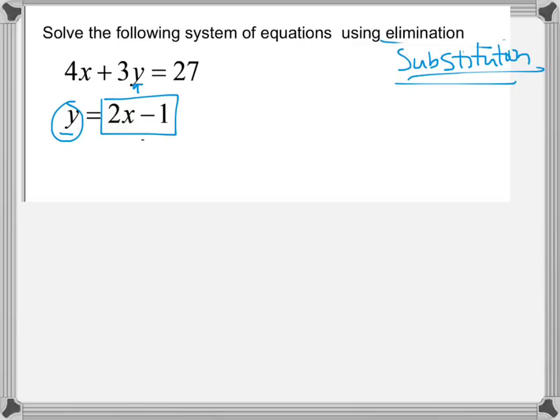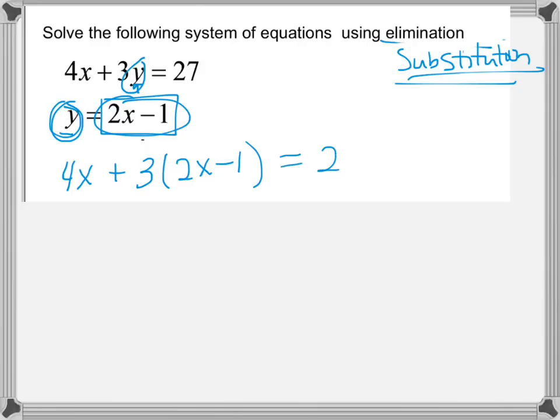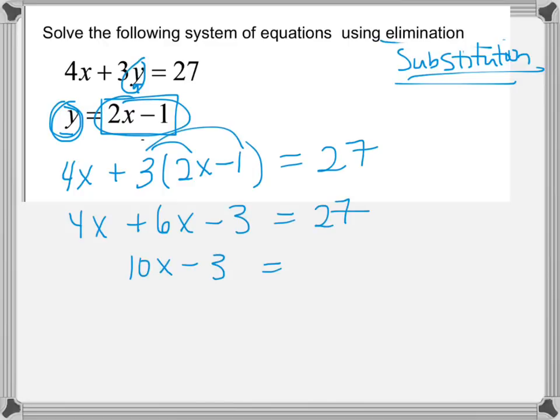So I'm going to leave 4x alone, and I have 3 times y, but y I'm going to represent as 2x minus 1. Because that, by the way, is what equality means. It means if those two things are equal, I can substitute one thing in for the other anytime I want to, right? So since y is equal to 2x minus 1, wherever I see a y in an equation, I can put that expression in. Okay, so let's go ahead and do this. Plus this would be 6x minus 3, that's equal to 27. Okay, so that's 10x minus 3 is equal to 27.